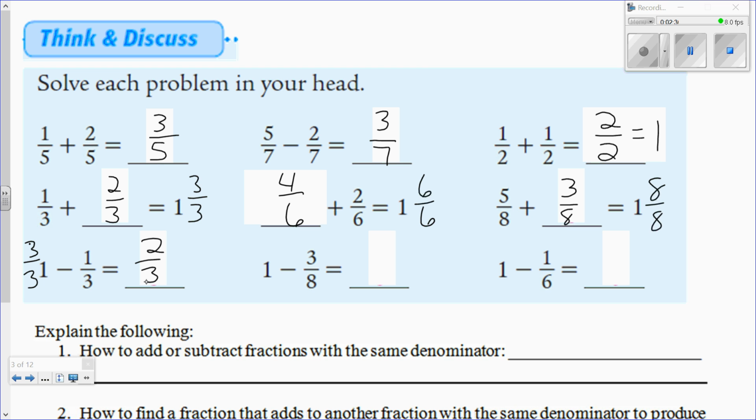1 minus 3/8. Again, change that whole number to a fraction of 8/8. Remember, your fraction has to be the same as your denominator. 8 minus 3 is 5, and 8 stays the same. 1 minus 1/6, change it to 6/6, and you find out that 6 minus 1 is 5, so you end up with 5/6. Now let's fill in a little bit more of our notes.